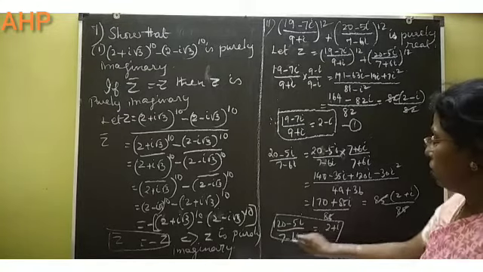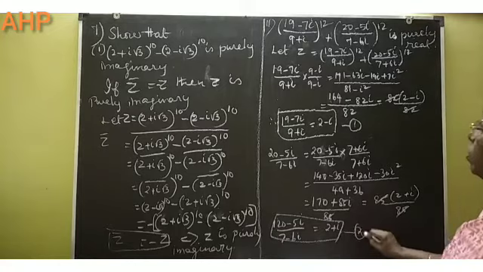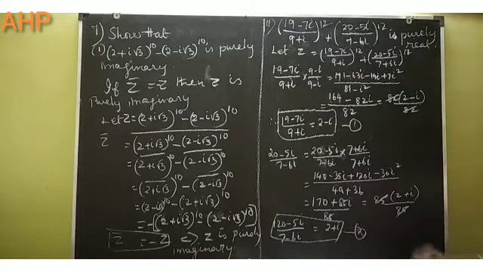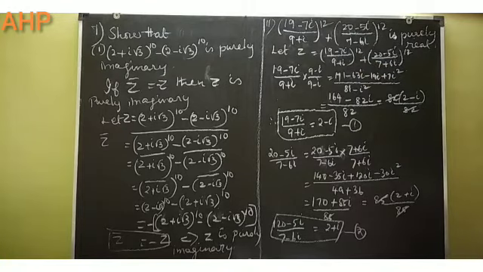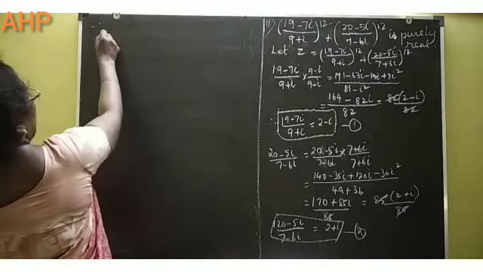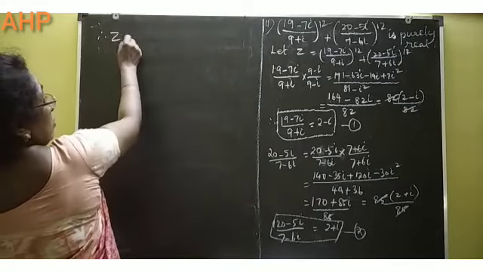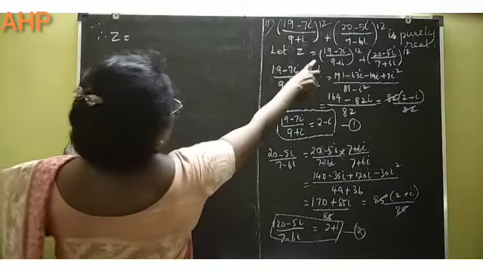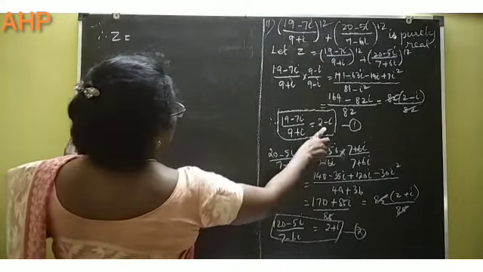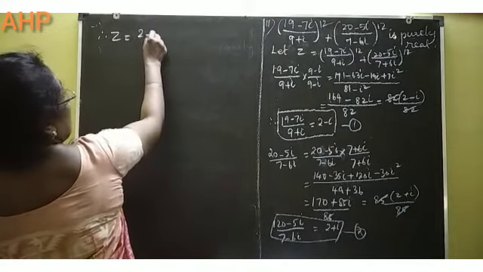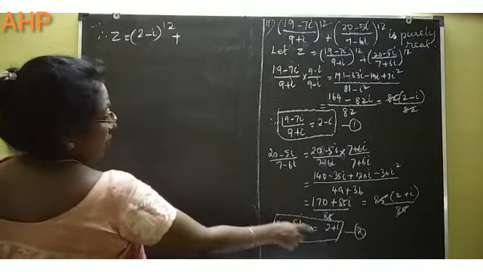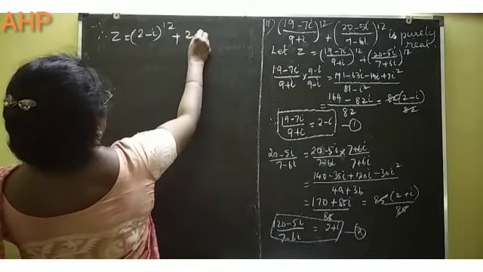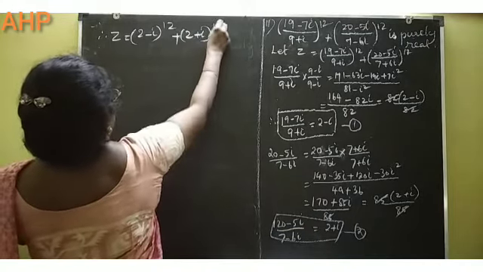Now substituting this 1 and 2 in the given question. We are going to substitute it in z. Therefore z is equal to, instead of 19 minus 7i by 9 plus i, we are going to write (2 minus i) the whole power 12 plus (2 plus i) the whole power 12.